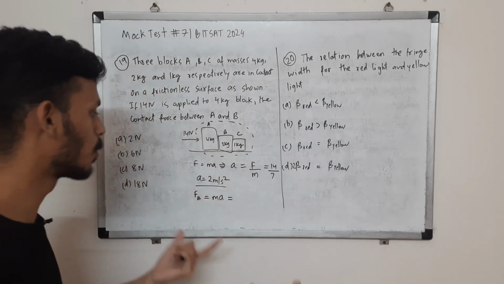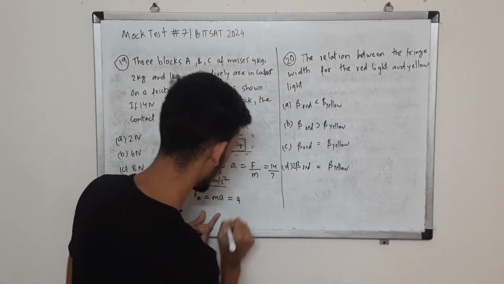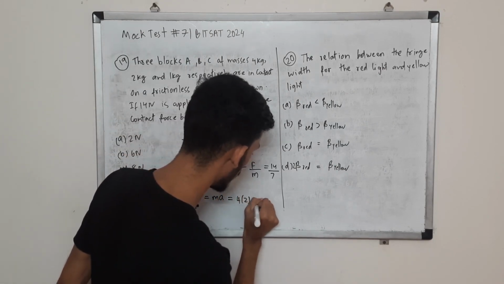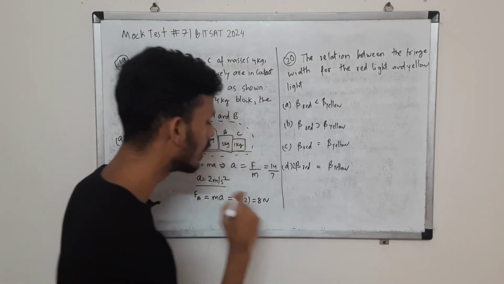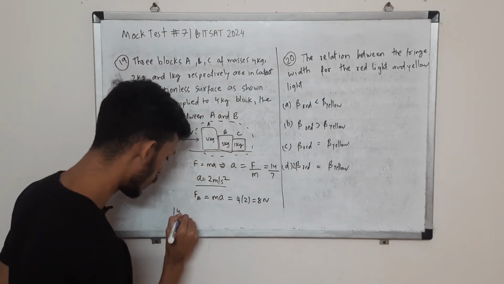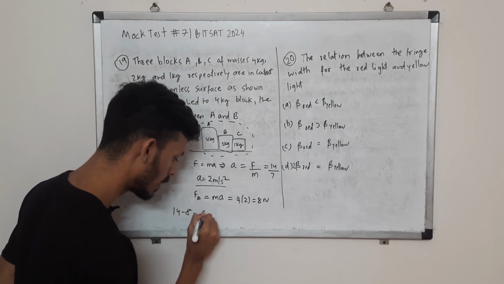4 kg is also moving with the same acceleration. So mass is 4 kg, acceleration is 2, so that gives us 8 newton. So 8 newton is needed to move the block A. So total force is 14 newtons minus 8 newtons, 6 newtons.